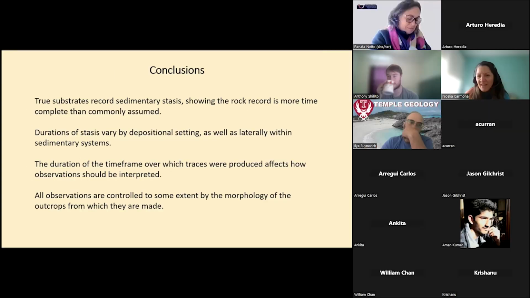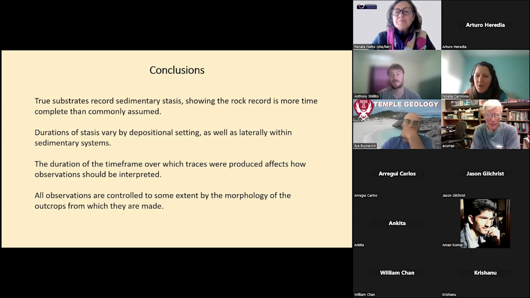We have a question in the chat. How can we determine the duration of stasis of a rock surface with ichnology?